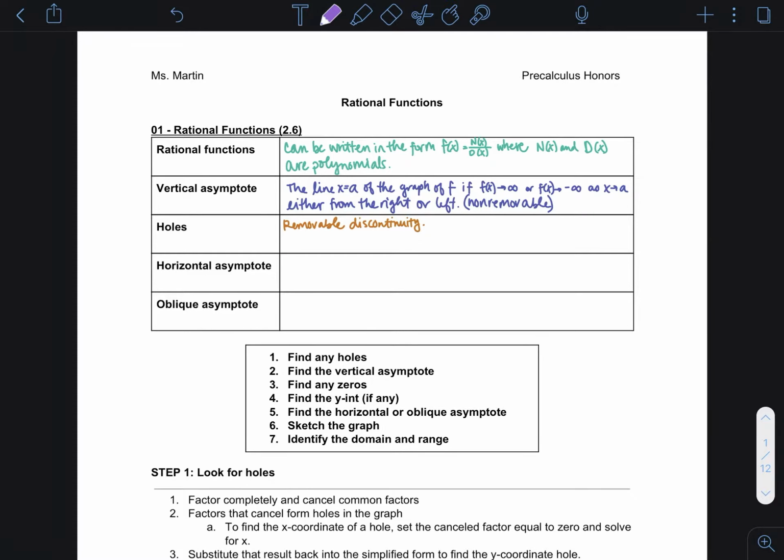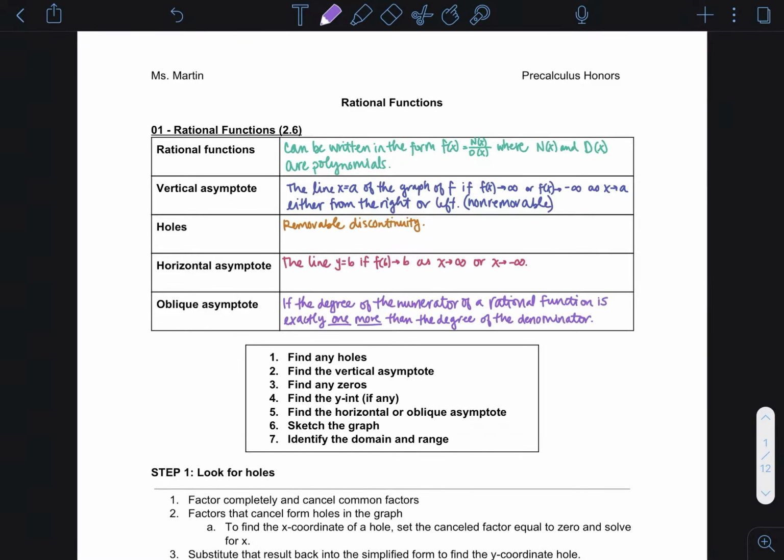A horizontal asymptote is the line y equal to b. Notice vertical asymptote is x, horizontal asymptote is y, and in this case the y value at the x value of b, so f of b, is approaching b as the x values are approaching infinity or negative infinity. And again, we will also see an example of that and come back to the definition.